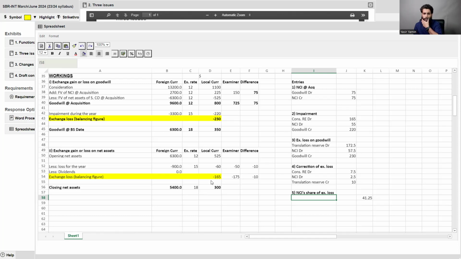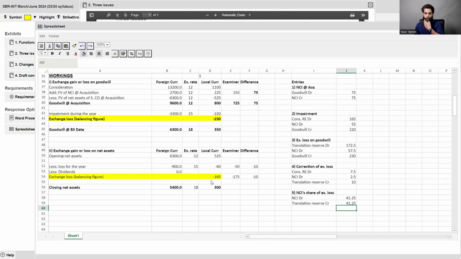And this is all common sense. NCI did not get a share of loss. So when NCI gets a share of loss, will NCI reduce or increase? Obviously, when NCI gets a share of loss, it would decrease. So start with the easy thing, NCI debit. NCI debit 41.25. And what should be credited? Our reserves will ease out because the loss has been transferred to NCI. Translation reserve credit 41.25.